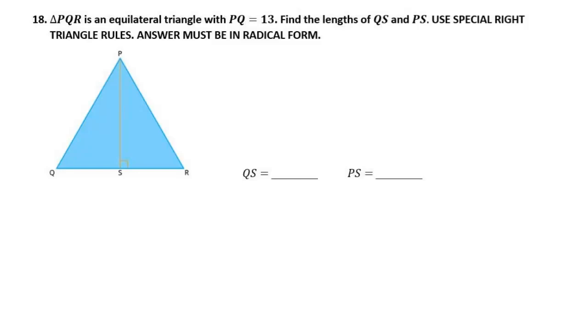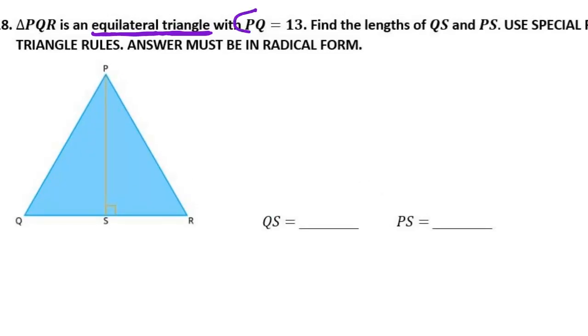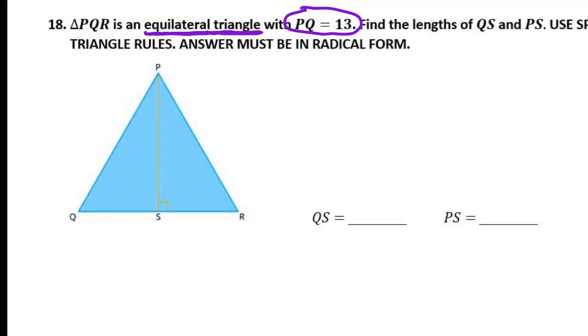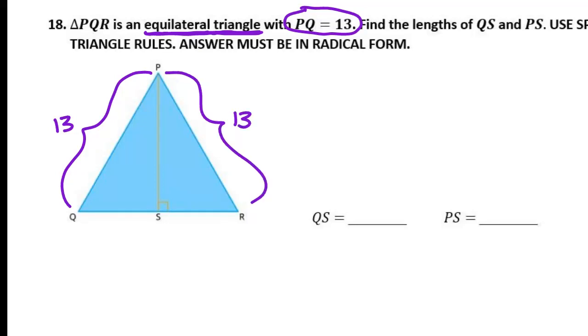Switch gears and go to number 18. Triangle PQR is an equilateral triangle. What does that mean? All sides are equal. It says that PQ is 13. So how big is PR then? 13. And QR is also 13. All the sides are the same.